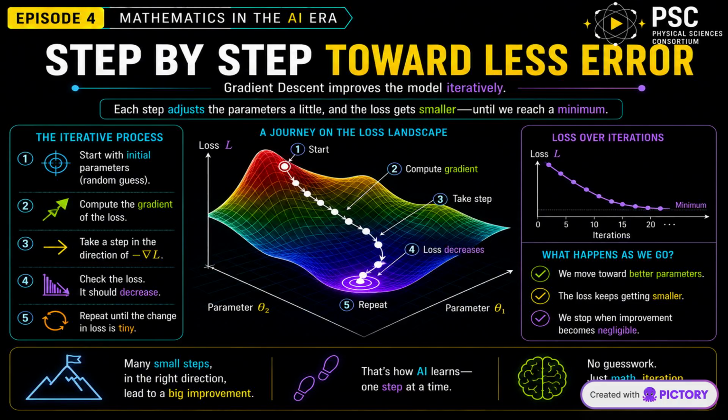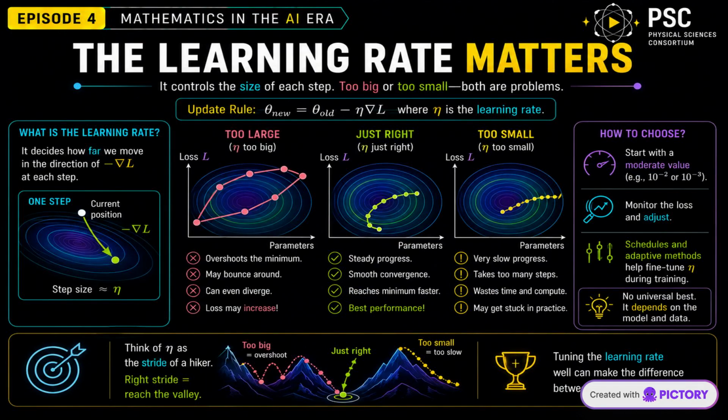Learning happens through repeated small updates. After each step, the model calculates a new loss and adjusts its parameters again. One update may change almost nothing, but millions of such updates can gradually transform a poorly performing model into a powerful one. How large should each step be?